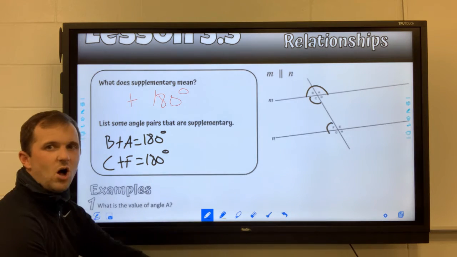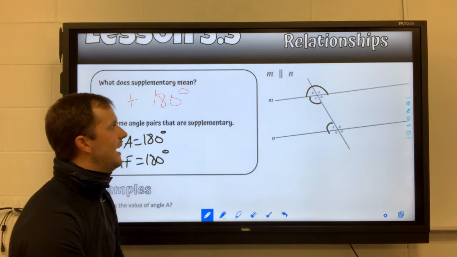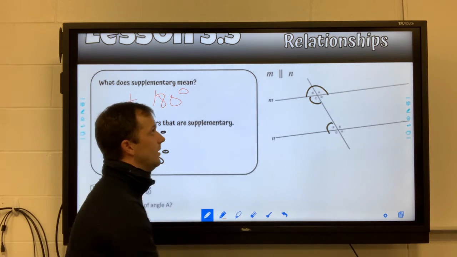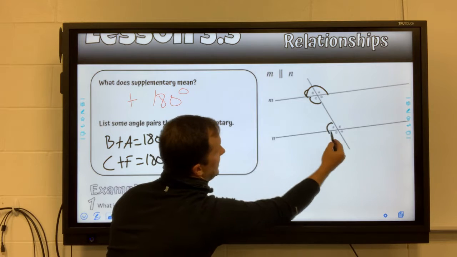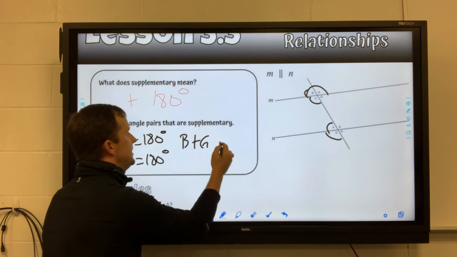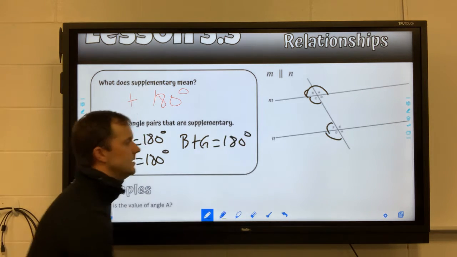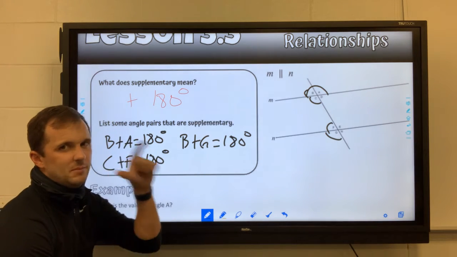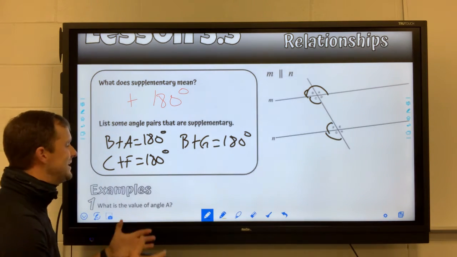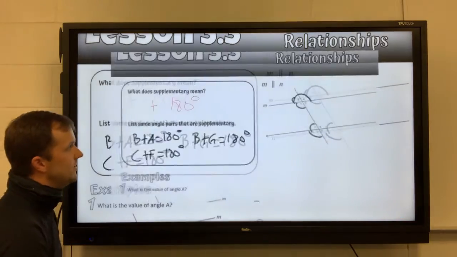And then also same side exterior angles. So B and G here are same side exterior, so B plus G is going to equal 180 degrees. So ladies and gentlemen, remember, supplementary means add up to 180 degrees. So let's go ahead and take this and apply it to our examples here.